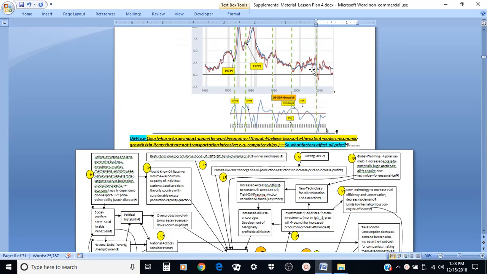All right. Okay, so oil price clearly has a large impact upon the world economy, though I believe less so to the extent modern economic growth is occurring in items that are not transportation intensive, like computer chips, electronic components, even just information that's not transported physically at all. It's transported through satellites or through cyber, right? So things of value which are not transportation dependent, right? And as those grow in importance, the relative importance of oil can diminish.